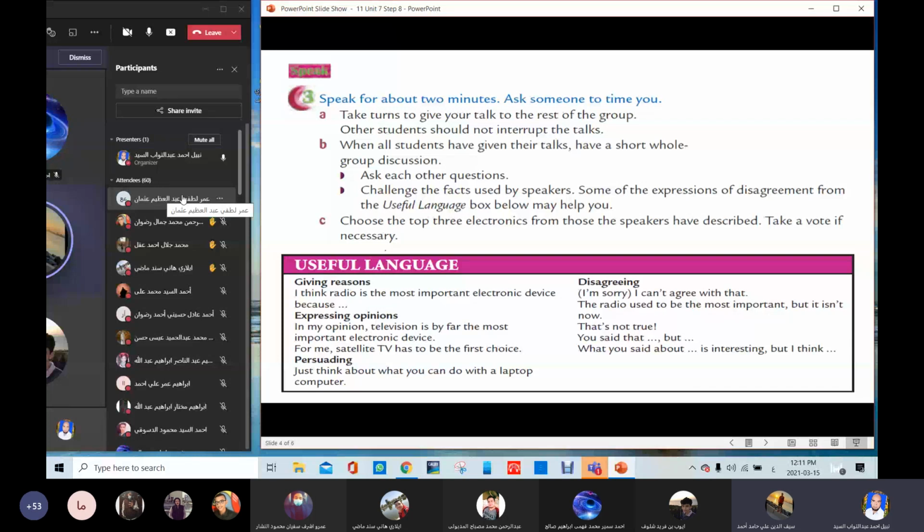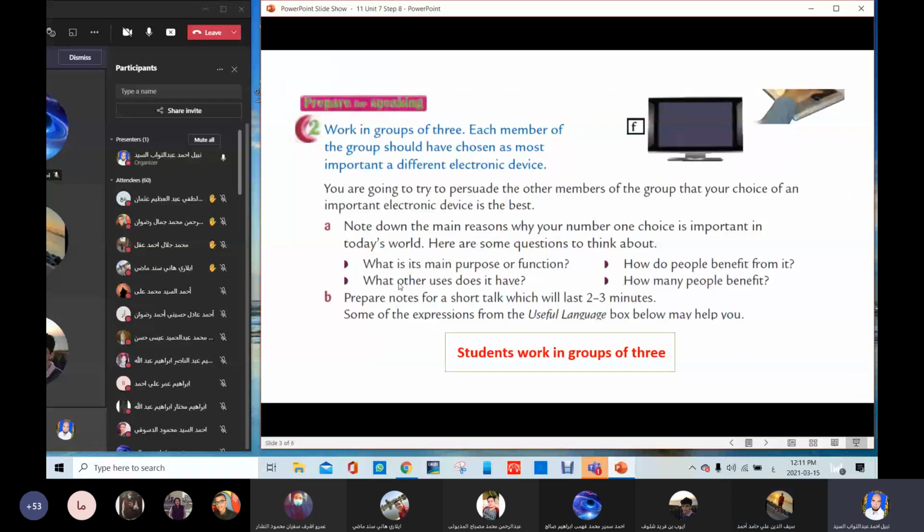What about here? Answering these questions here. What is its main purpose or function? What other uses does it have? How do people benefit from it? How many people benefit from it? Yes, Saif. Again, teacher, please. You've got here 4 questions in your student's book to answer about your choice. What's the main purpose or function?